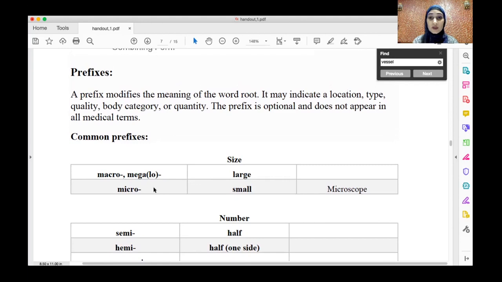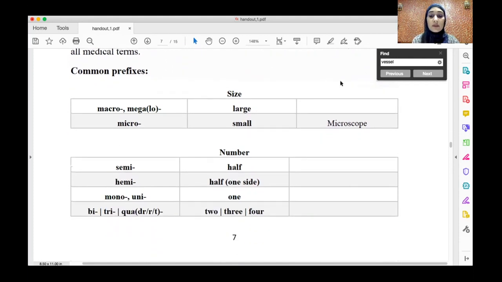Sometimes the word starts with the root, all right? Not all of the medical terms start with a prefix. Some words start with the root. We have prefixes that refer to the size, like macro or mega, which mean large, and micro, which means small, like microscope.